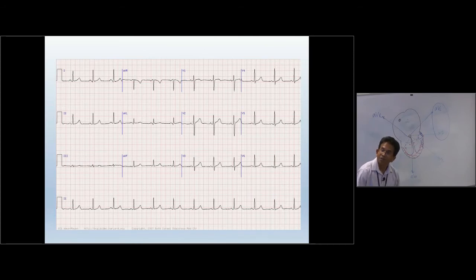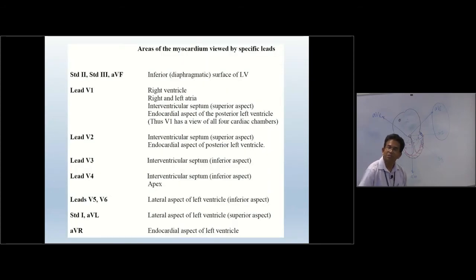So I'll put everything into a summary. This slide shows the summary which I discussed right now. You can see lead 2, 3 and AVF represent the inferior surface of the left ventricle, and leads V1 to V4 mainly the anterior wall and the interventricular septum. V5, V6 the lateral aspect inferior, lead 1 and AVL the lateral aspect superior. Now AVR, we don't much bother about at year 2 level, but it's written there, so I'll briefly comment.